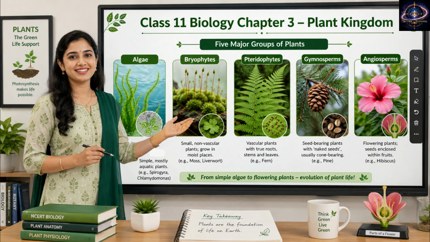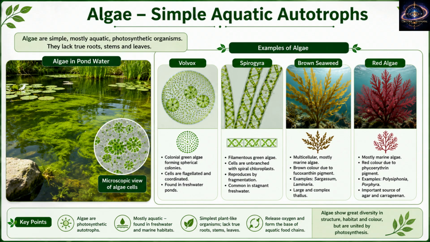In this chapter, we study 5 major groups of plants: algae, bryophytes, pteridophytes, gymnosperms, angiosperms. Think of plant evolution like school classes. Algae are like the basic level. Bryophytes are a little more advanced. Pteridophytes have vascular tissues. Gymnosperms have seeds but no fruits. Angiosperms are the most advanced flowering plants with seeds inside fruits.